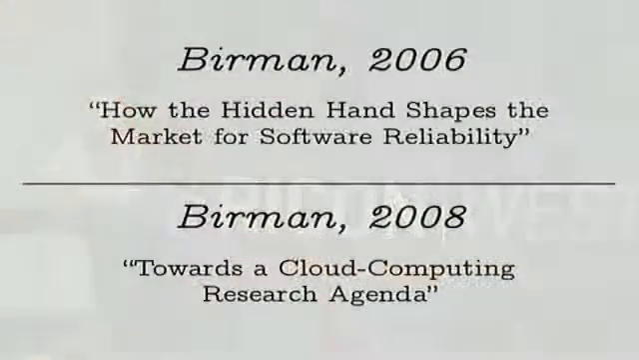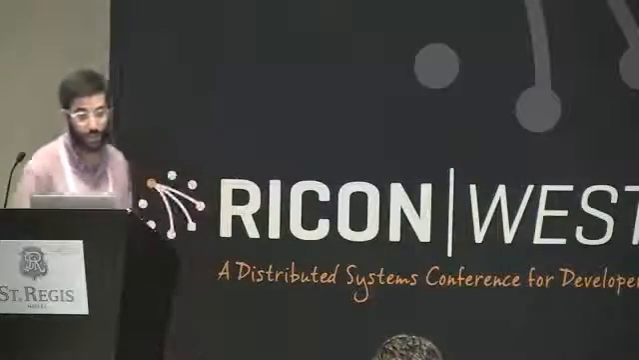These two papers, the last two of Berman's I'll talk about, 2006 is How the Hidden Hand Shapes the Market for Software Reliability, and 2008's Toward a Cloud Computing Research Agenda. More than 10 years later, he's had some interesting perspectives about this interaction between money, research, and practice, specifically as it pertains to advancements in the field of distributed systems.